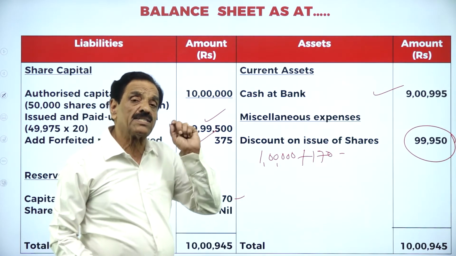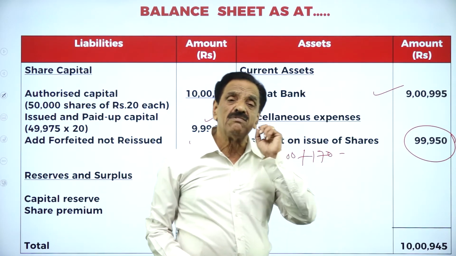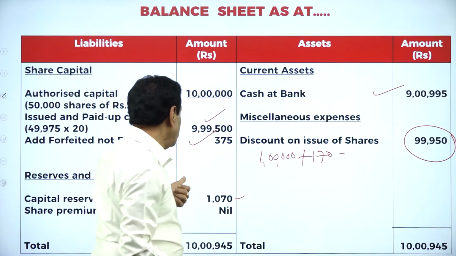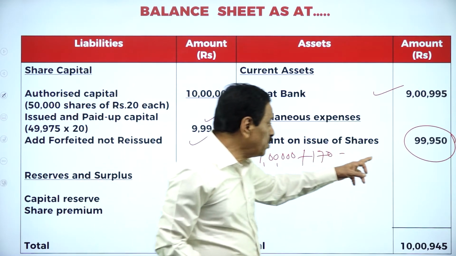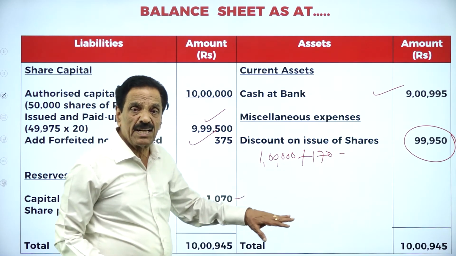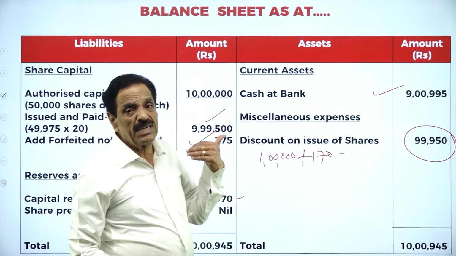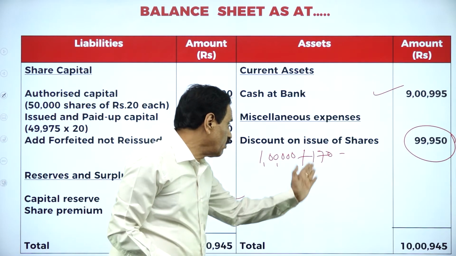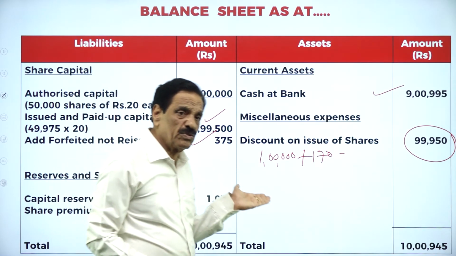That should be shown on the asset side of the balance sheet. If there is a share premium, then only it will come on the liability side of the balance sheet. Discount is a loss, so it should be shown on the asset side of the balance sheet. Credit entry has been deducted, debit entry has been added. Whatever difference amount comes, I am going to write here. That is 220 raised.